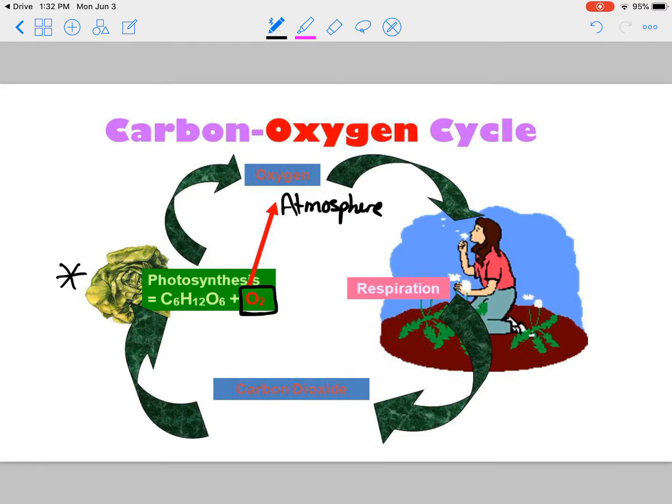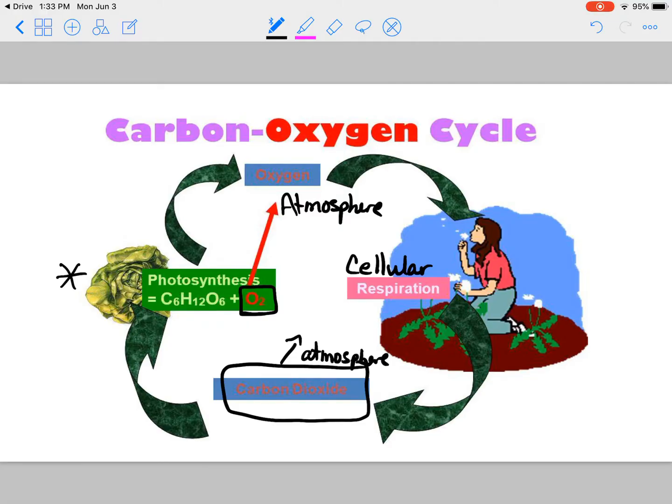And then that oxygen is taken in by animals, humans are animals as well, that are going to take that in through cellular respiration. Plants also take in the oxygen as well because they're going to use it in cellular respiration. Cellular respiration is when we take our food and we break it back down to get the energy out of it. And one of the things that's given off from cellular respiration is carbon dioxide. And then that carbon dioxide is given off into the atmosphere.